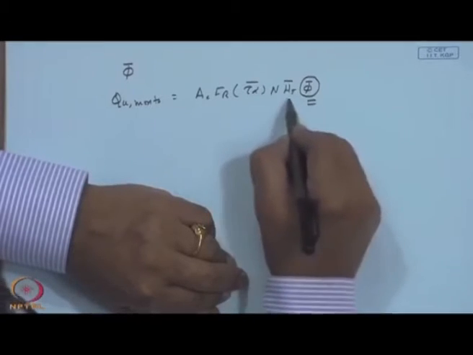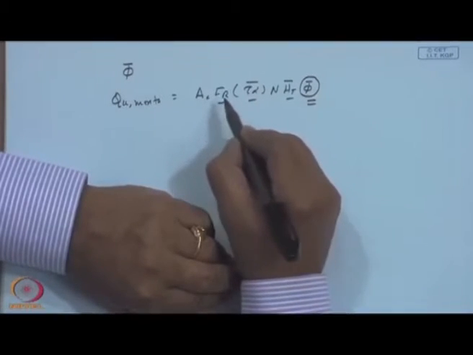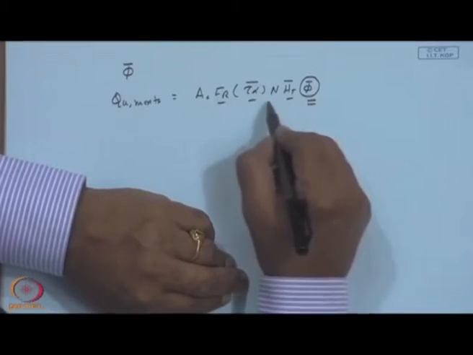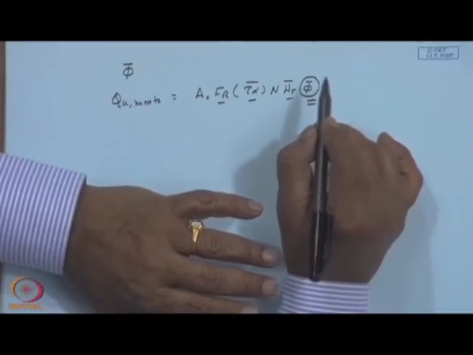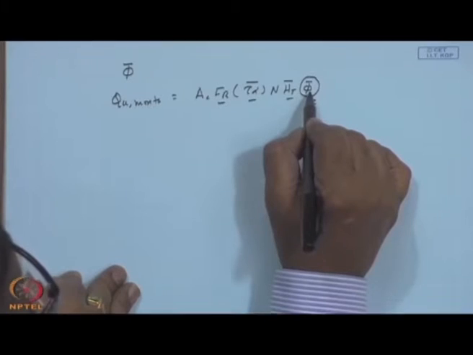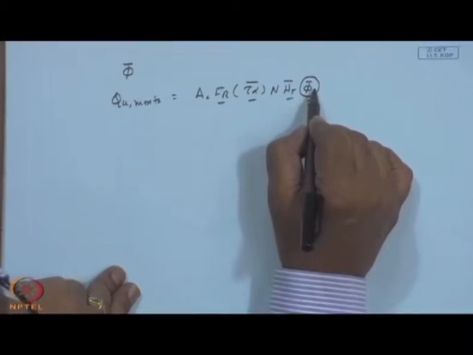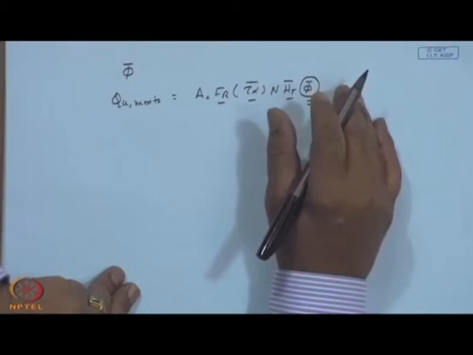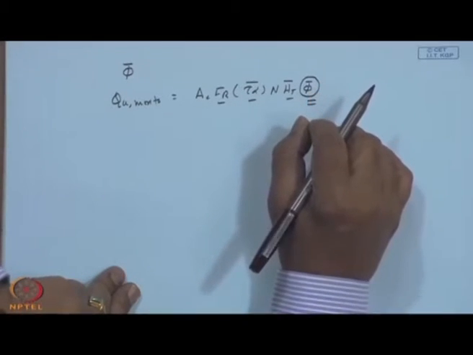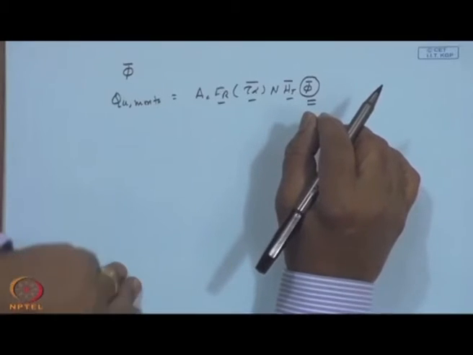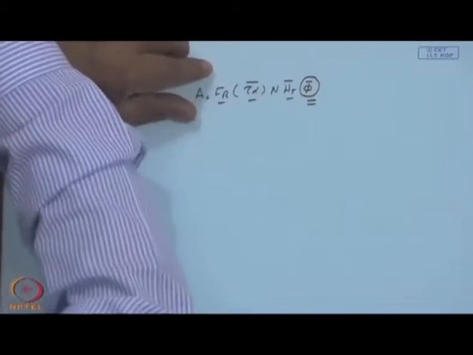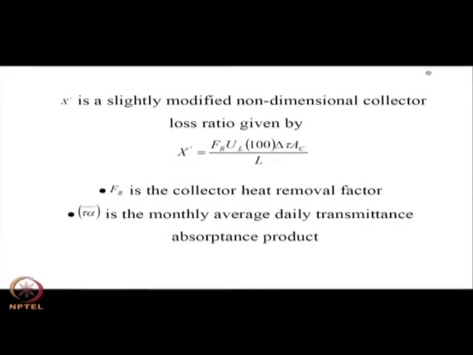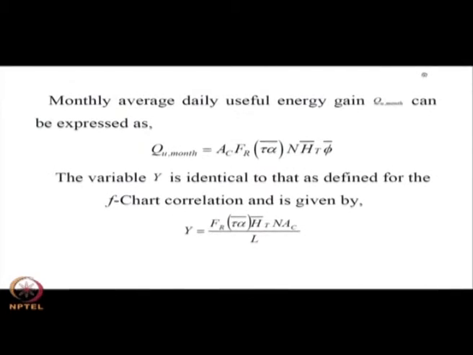If we find out, h t bar I know, tau alpha bar I know, F r is a collector parameter. So, methods to calculate everything is known except the monthly average daily utilizability. So, we shall reserve the calculation procedure for the monthly average daily utilizability, having understood that it is a ratio of the solar radiation available above the critical level to the total solar radiation falling on the collector. We will go ahead and see the correlation for the monthly solar load fraction in terms of the utilizability.